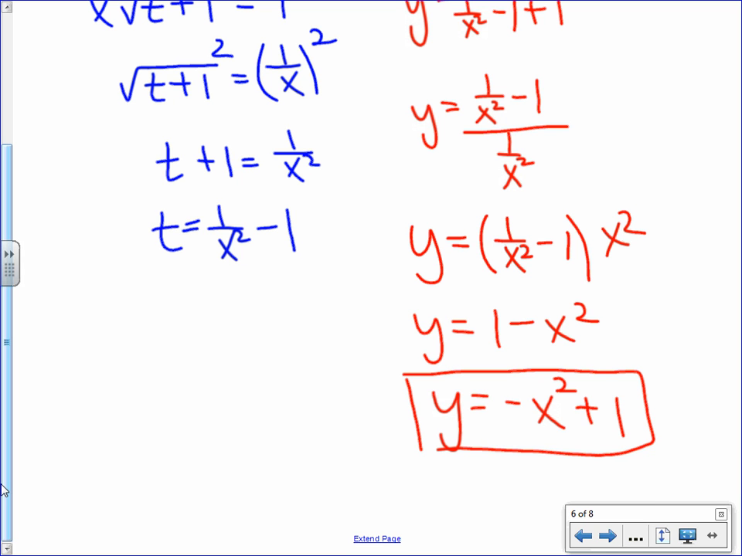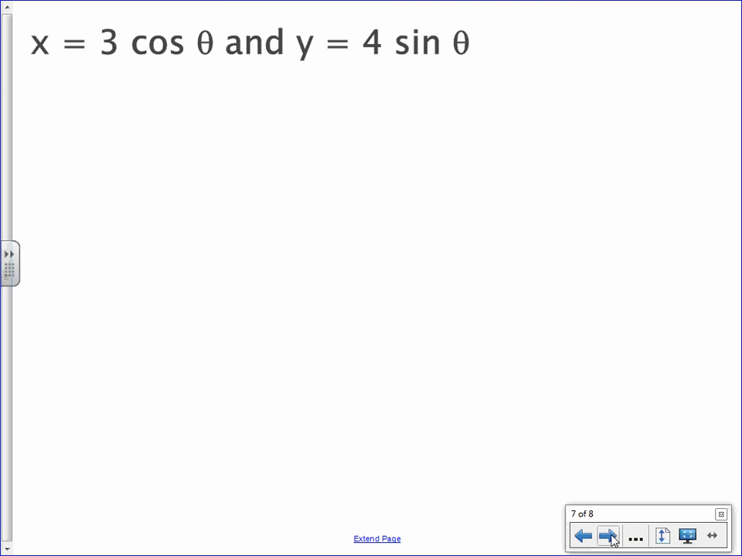Okay, now typically we see t as our parameter. Sometimes we will see a theta as a parameter. If there are any trig equations involved, then sometimes you will see a theta. So do not panic. It's still a parametric equation if there's a theta. We know it's a parametric equation if we have x equals something, y equals something in terms of the third variable. I would say 90% of the time you're going to see t. Every once in a while you're going to see a theta.